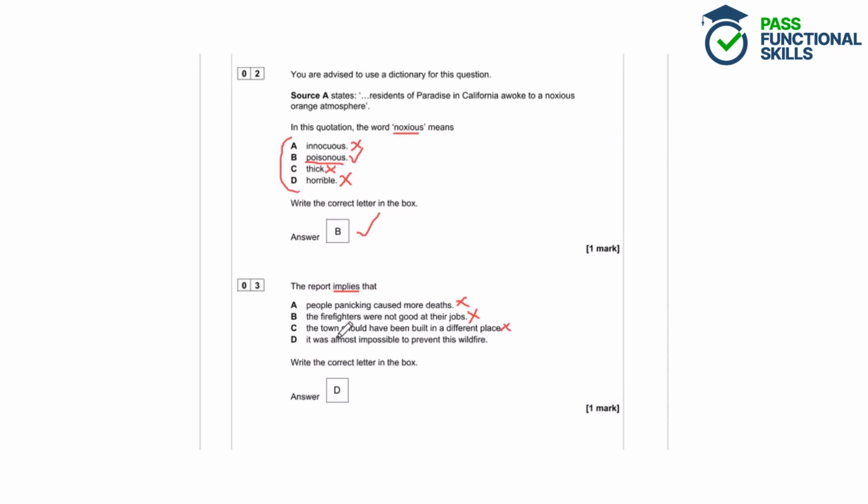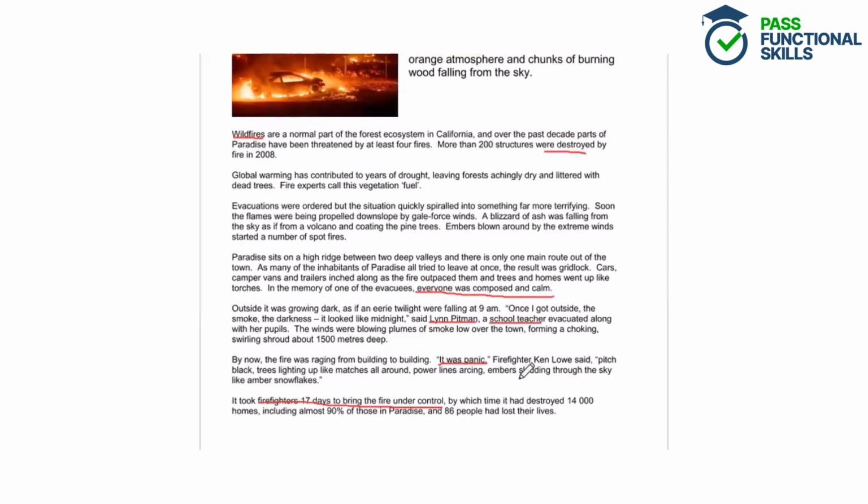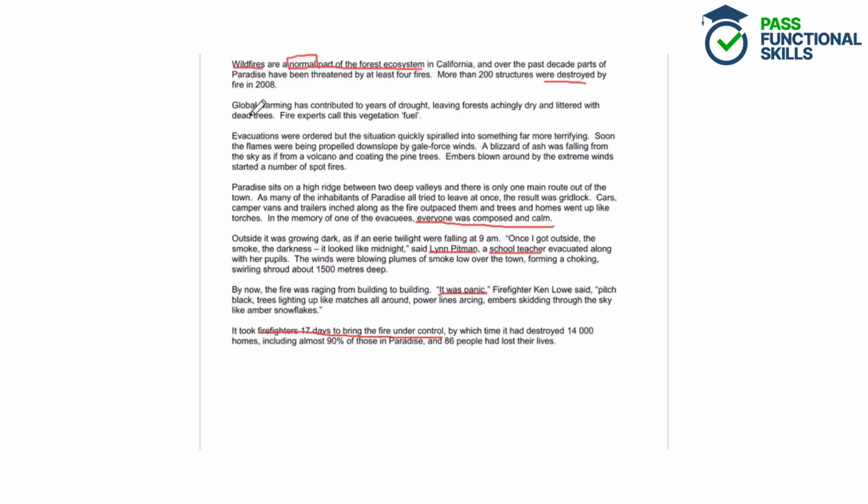And then finally, it was almost impossible to prevent this wildfire. Now, does the text suggest this? Yes. It says that they're a normal part of the forest ecosystem. So because they're normal, that suggests that they can't really be prevented. And also it says that global warming has contributed to years of drought, leaving forests dry, littered with dead trees. So there's fuel for the fire there. It can't really be stopped. Global warming has created the conditions that will make this fire really likely.